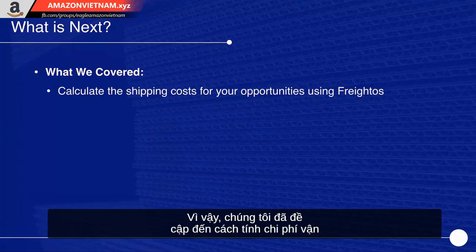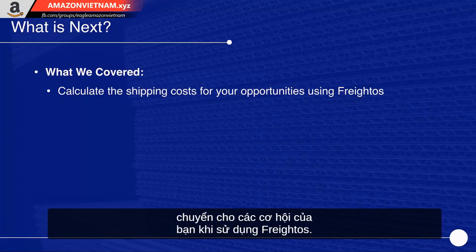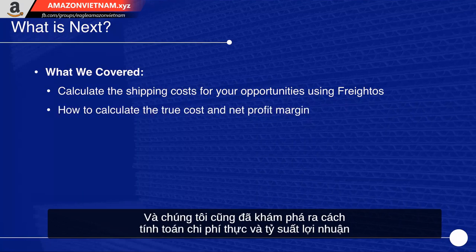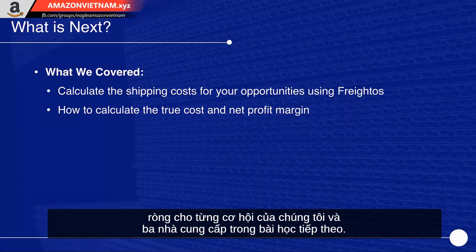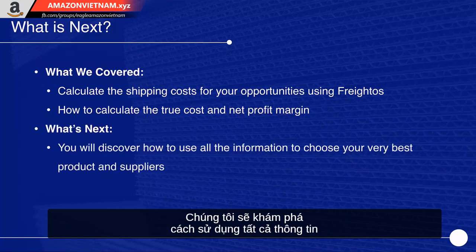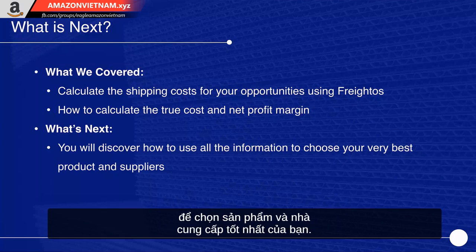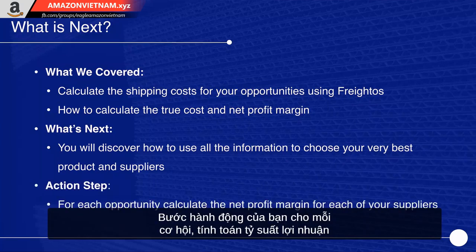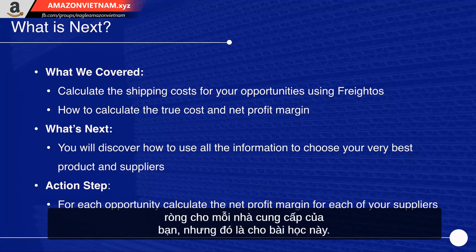So we covered how to calculate the shipping cost for your opportunities using Freightos. And we also discovered how to calculate the true cost and net profit margin for each of our opportunities and the 3 suppliers. In the next lesson, you will discover how to use all the information to choose your very best product and suppliers. Your action step: for each opportunity, calculate the net profit margin for each of your suppliers.